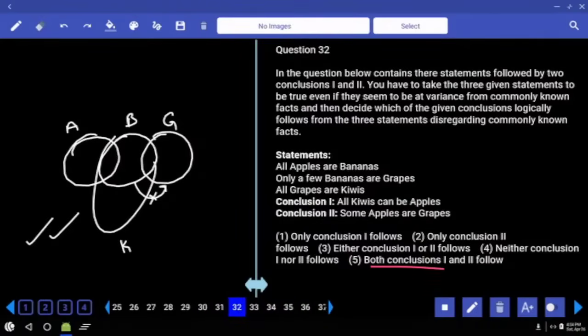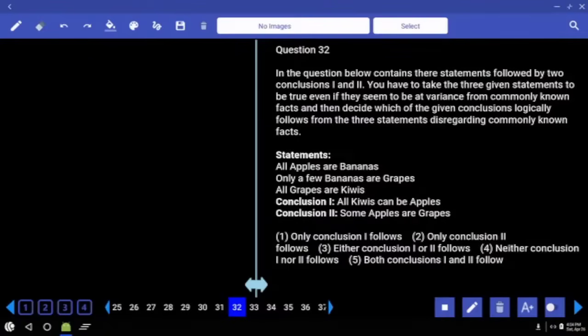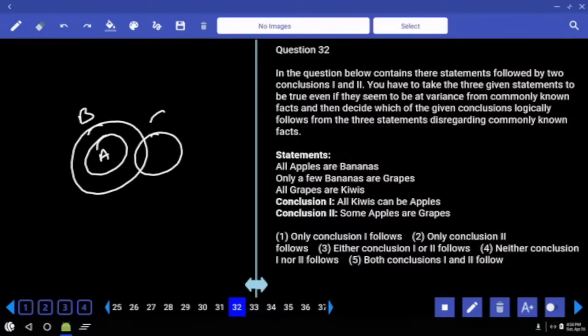Then 32, all apples are bananas. Now here in this one, these are the apples that are bananas, all apples are bananas. And only a few bananas are grapes. Some bananas are grapes, but not all. And next one, all grapes are kiwis. Now this entire grape is a part of what? Kiwi. All kiwis can be apple. Tell me whether this all kiwis can be apple or not. All kiwis can be apple, true or false? All kiwis are apples.